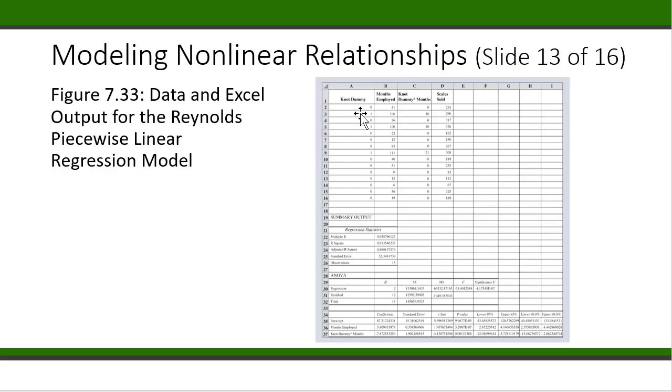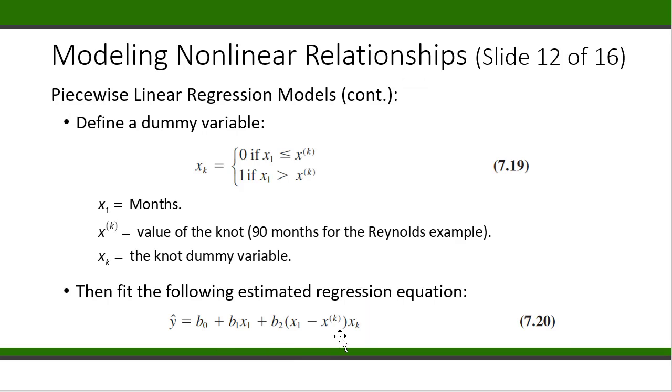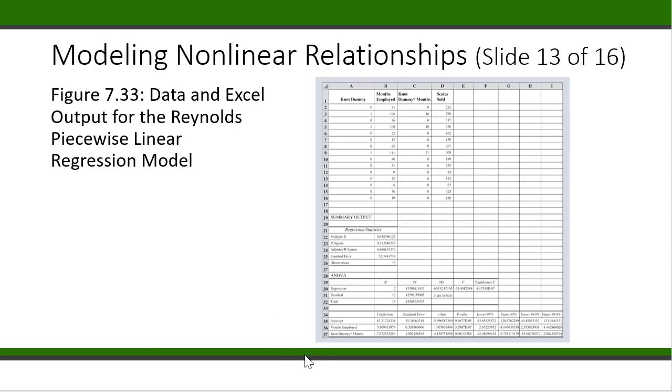So if you look at this first column, it's going to be 0 if it's less than 90, and then it'll be a 1 if it's greater than 90. Also want to back up and say this x sub k here is your knot value. So in our case, the knot value will be 90.